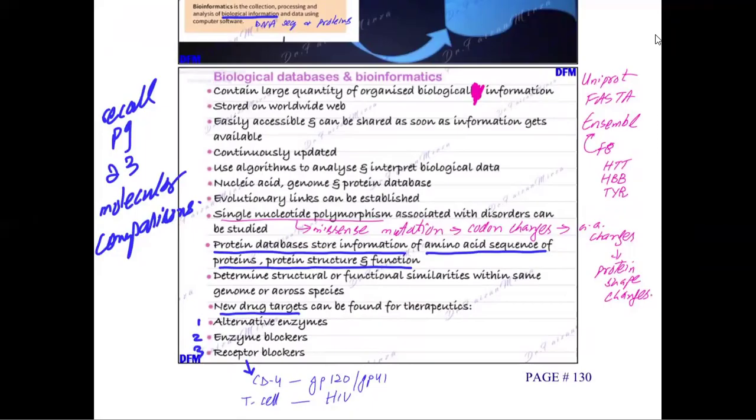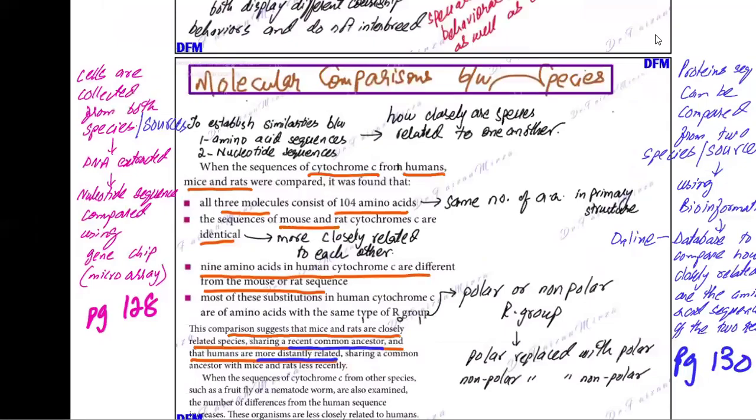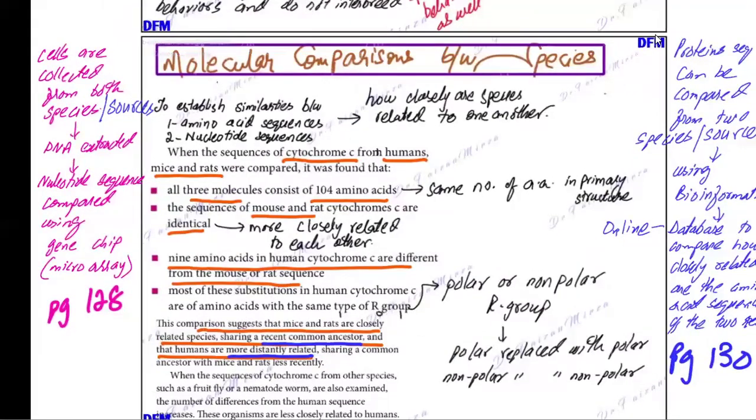Now, going back to what I was discussing of molecular comparisons. In molecular comparisons, apart from the amino acid sequences, what other thing can you study? You can compare the nucleotide sequences as well. When we are comparing the nucleotide sequences, what do we do? The technique that we apply here is microarray. You take the cells that are collected from two different sources or species. You extract the DNA from there. You fragment the DNA into smaller fragments using restriction enzymes. The nucleotide sequences are then compared using a gene chip.